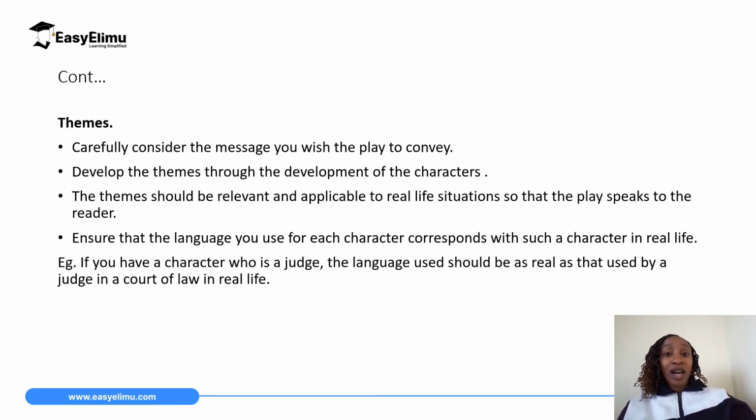They wear their gown. So that is something that you can describe so that even as I'm reading, I can truly see that this character is really a judge because I know how judges look or how judges behave or the language that they use in a court of law in real life. So make sure that the language that you use, the characters that you use are as relatable as possible.